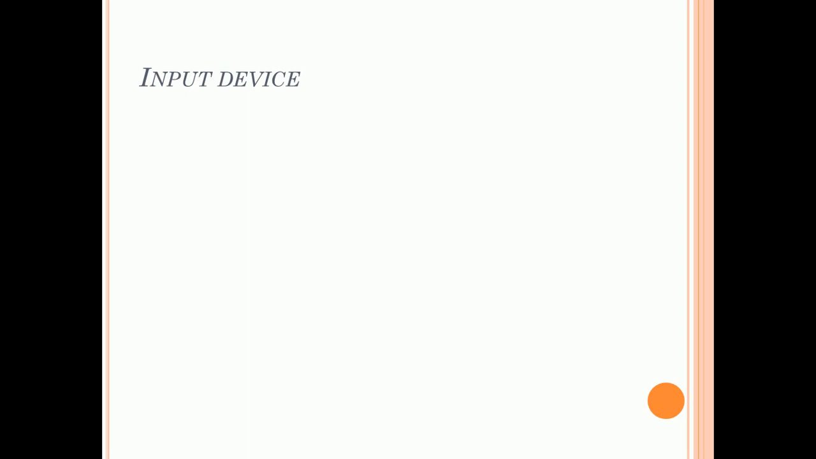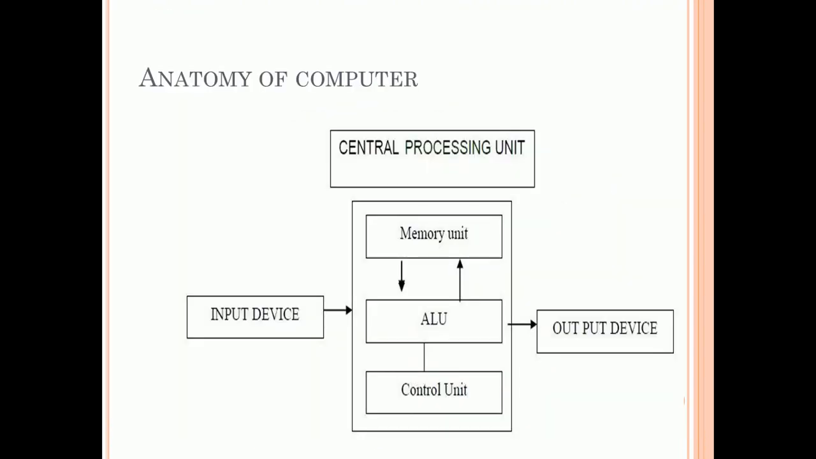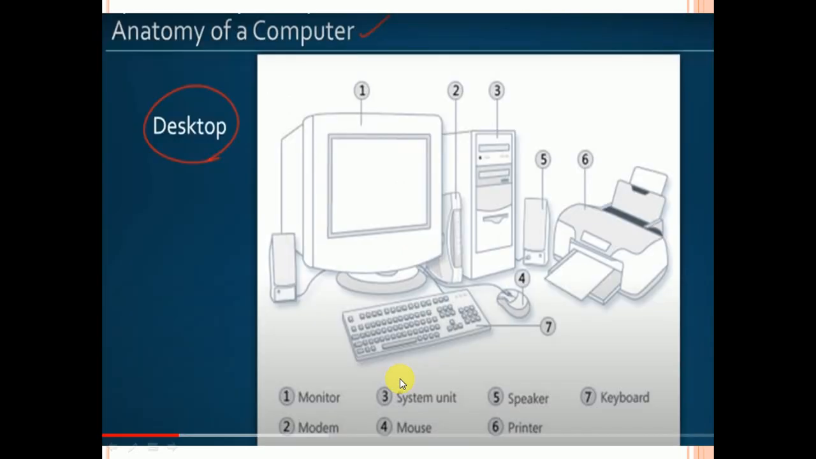Next, we'll look at this anatomy which we had seen: input device, CPU and output device. Inside the CPU, memory unit, ALU unit and control unit. So we'll go through this one by one.